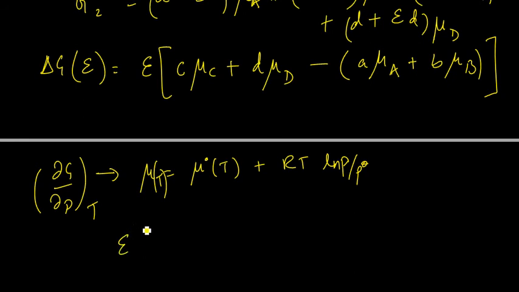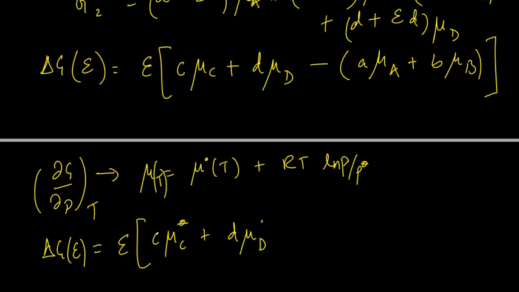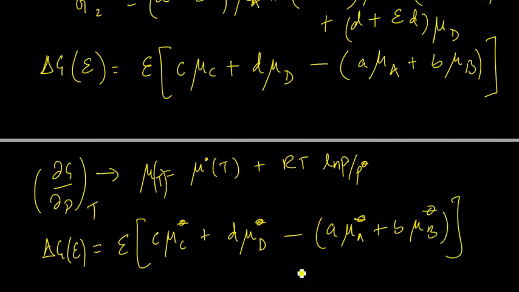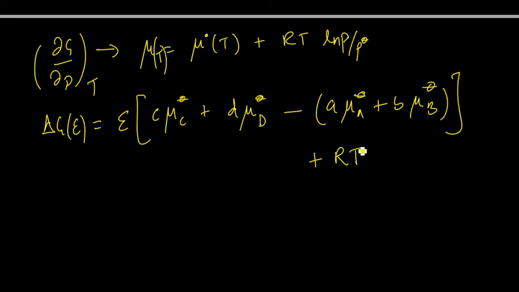and yes, so delta G of epsilon would be equal to epsilon times C of mu C at the standard state, that is 1 bar, plus RT log PC, right, plus D of mu d at the standard state plus RT log PD minus A mu A naught plus B mu B naught, this thing, plus I'll write the entire thing together, RT log PC, and since it's multiplied by C, it would be PC to the power C, PD to the power D by PA to the power A, PB to the power B.